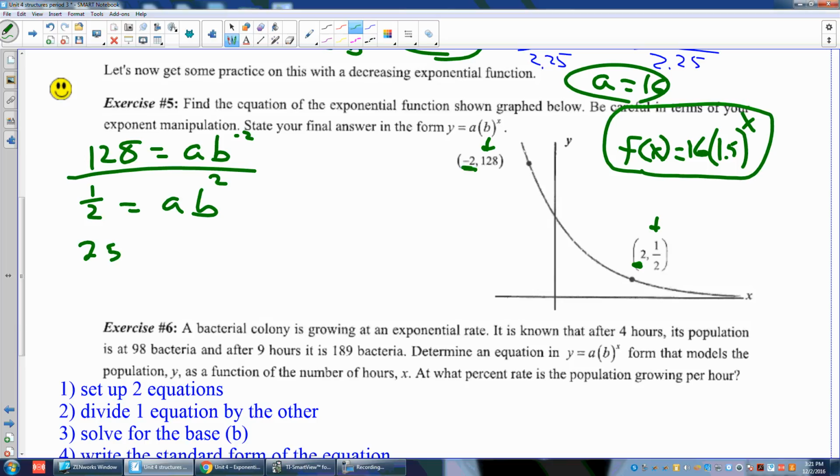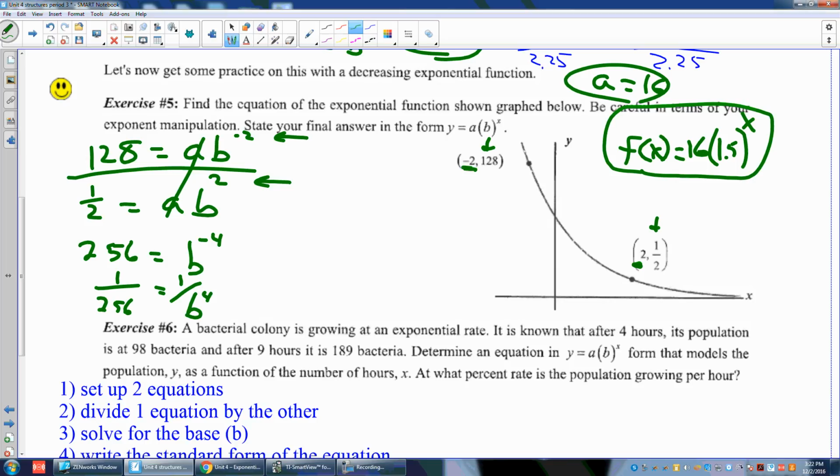128 divided by 1/2, believe it or not, is 256. The a's cancel. Now, this is going to be b to the negative 4. What? Yes, the top, the numerator, divided by the denominator. So this was negative 2 minus 2. Okay, now, how do you do this? Well, remember the property of exponents. It's 1 over 256 equals 1 over b to the 4th.